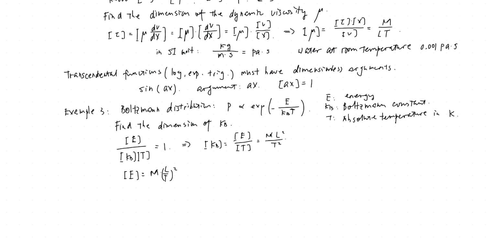And then divided by the dimension of temperature, which we use K as the dimension of temperature. And then you can just write it this way. Now we have figured it out. And in SI unit, it's joule per Kelvin.